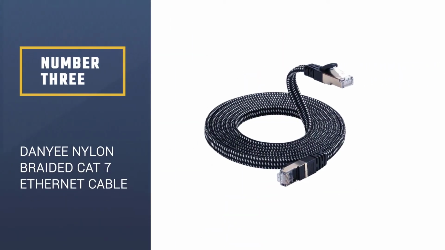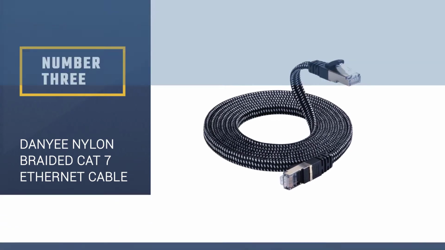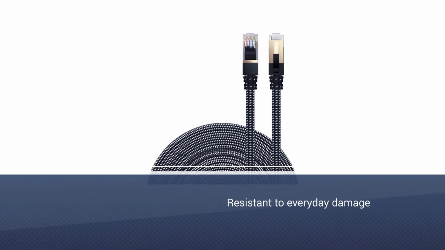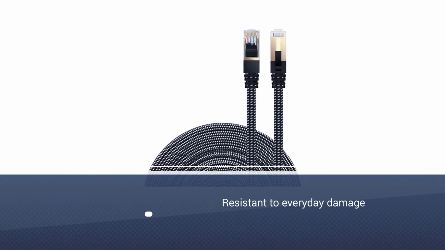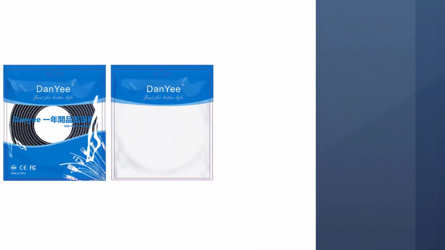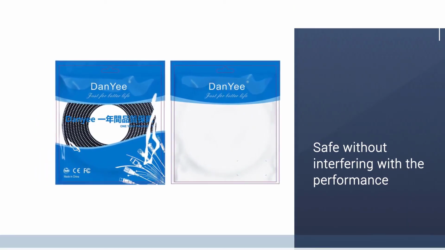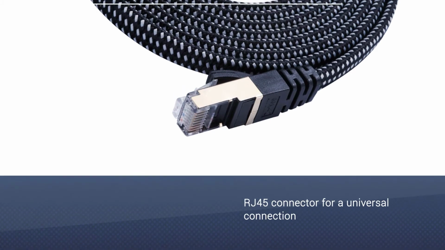Number 3. DanYee Nylon Braided Cat7 Ethernet Cable. Nylon braided cables are famous for being resistant to everyday damage. If your cables have a high chance of getting pulled, twisted, or stepped on throughout the day, then the nylon binding will help keep them safe without interfering with performance.